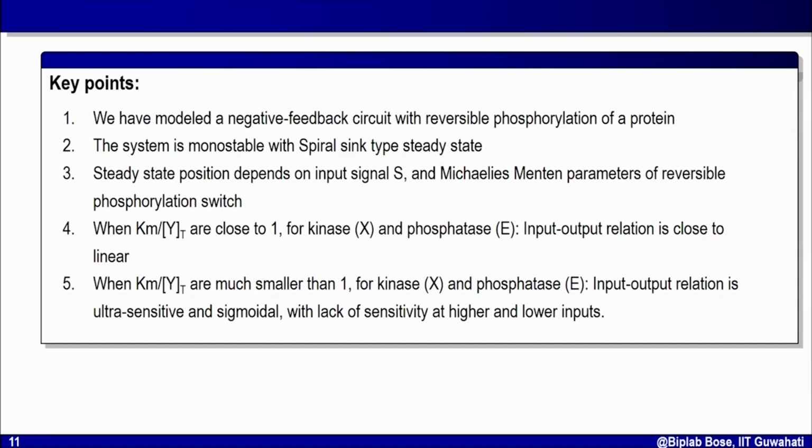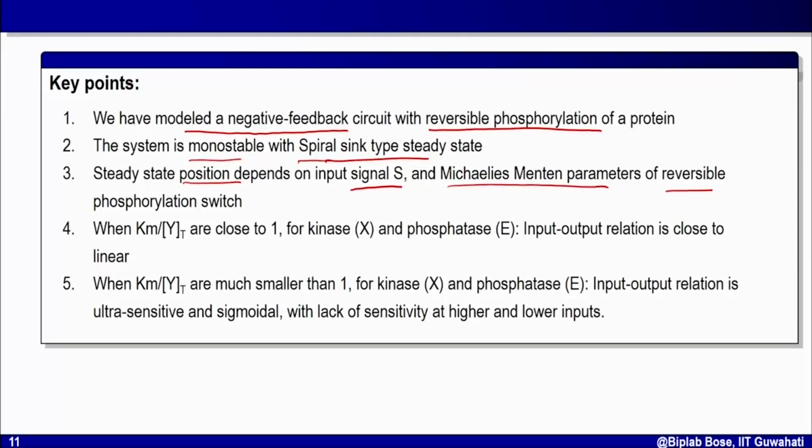In this module, we have modeled a negative feedback circuit with reversible phosphorylation of a protein. We have seen that this system is monostable with a spiral sink type steady state. We have also seen that the steady state position depends upon input signal S because the X nullcline depends upon S and the Michaelis-Menten parameters of the reversible phosphorylation. We have considered that reversible phosphorylation of Y follows Michaelis-Menten kinetics, and these Michaelis-Menten parameters are very crucial for the steady state position of this system.